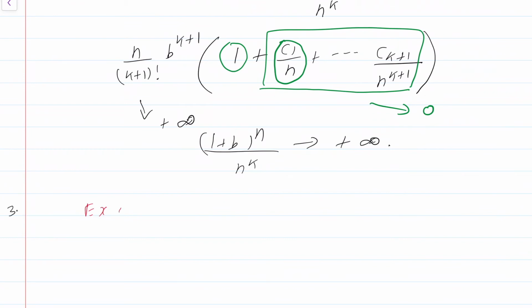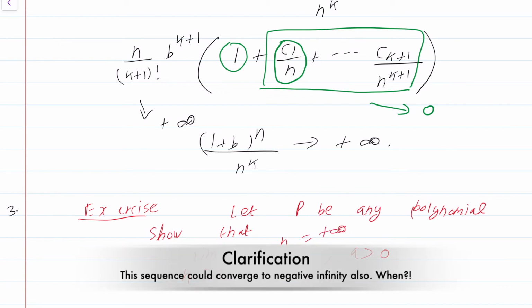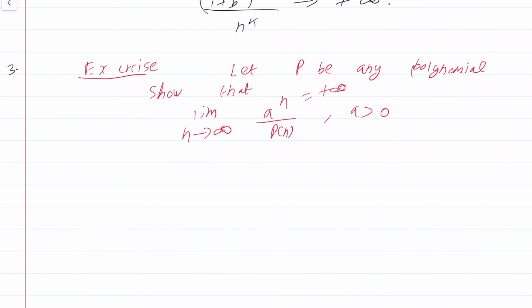Exercise. Let p be any polynomial. Show that the limit as n goes to infinity of a power n by p of n, a greater than 1, is plus infinity as usual. Okay, excellent. So now we have seen some examples involving polynomials and exponentials.